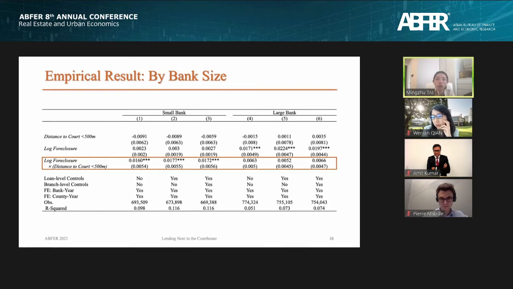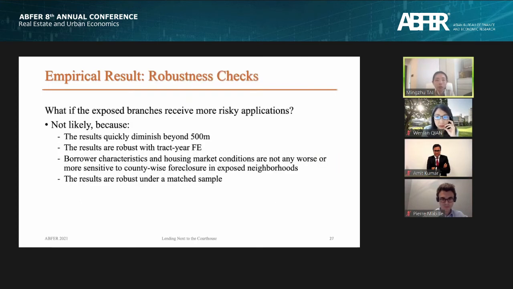So far, hopefully we have provided evidence that can convince you that we are identifying a micro-level risk-taking behavior channel rather than any impacts from the macro-level economic fundamentals, given that we're controlling for the county and bank fixed effects, and we are capturing the difference within a very small neighborhood. But some of you may still be worried: what if the exposed branches are in some sense different from the control branches? For example, what if the exposed branches, for some random reason, receive more risky applicants?